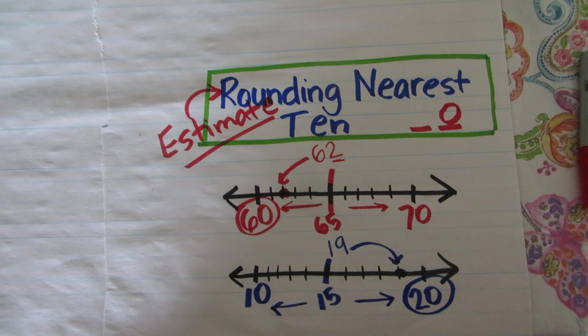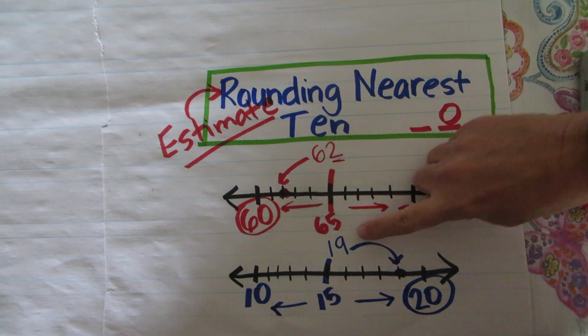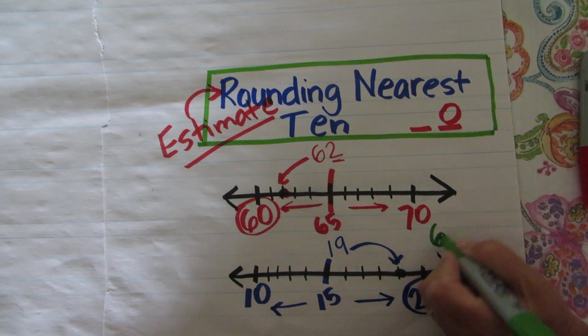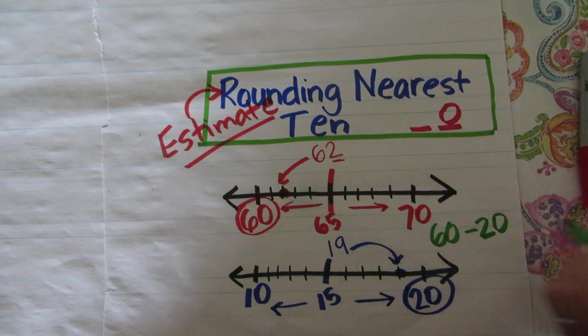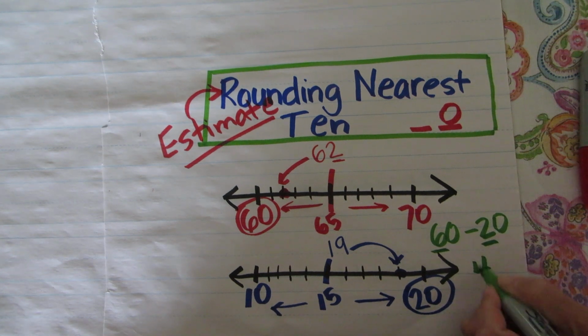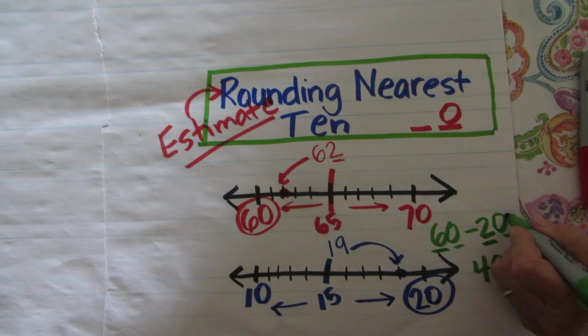Now the easy part is being able to subtract. So if we have the estimate for 62, the estimate for 19, we have 60 minus 20, which is an easy subtraction. You're thinking 6 minus 2, which gives you 4, and then of course a 0 in the ones place.